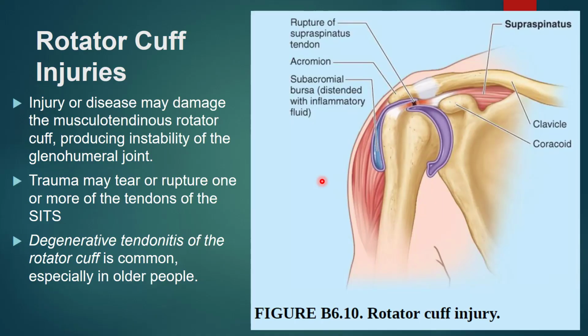So this was the lecture about the rotator cuff muscles, or the scapulohumeral muscles, which are six muscles, and out of those six muscles, four muscles are rotator cuff muscles.